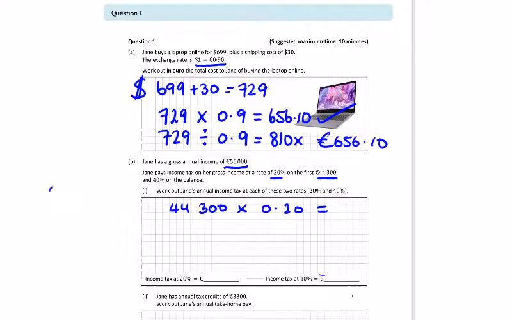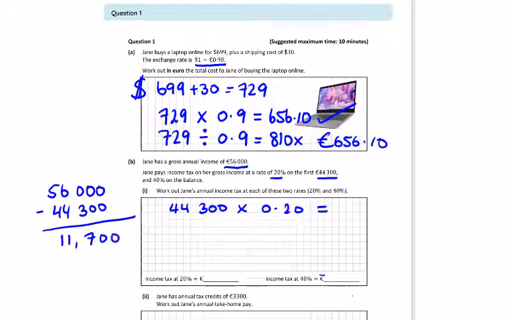40% on the balance, so just a bit of rough work off to the side. And this will be calculator use for you in an exam. 44,300. If we take that away, we are going to get 11,700. So 11,700 by 0.40. I think it's good maths here. Just to double check on your calculator that these in fact do add up to 56,000, just in case you've made a mistake. You can see that they do.